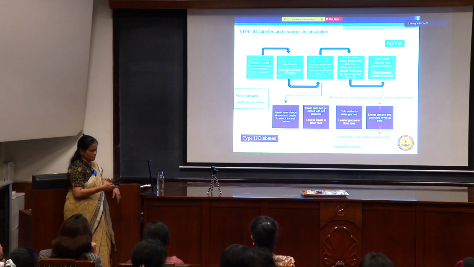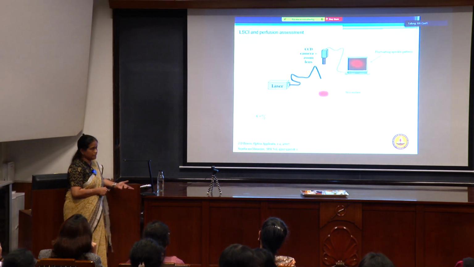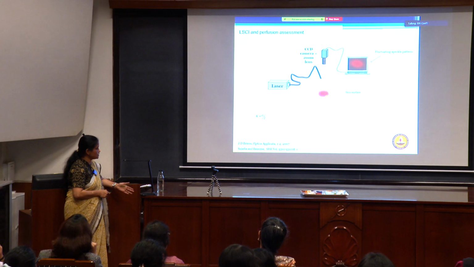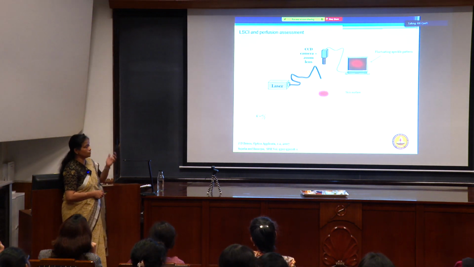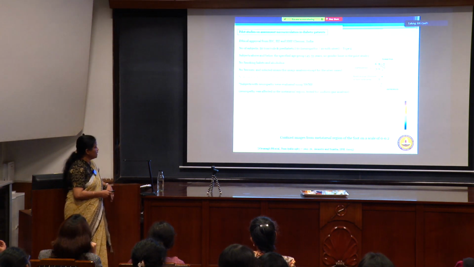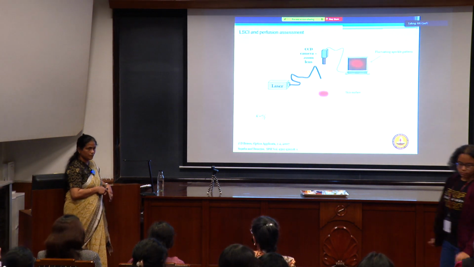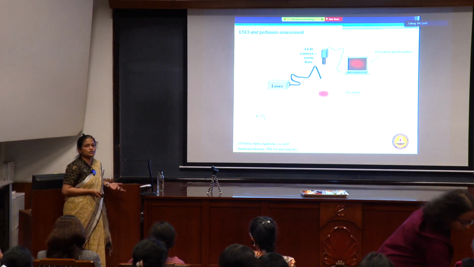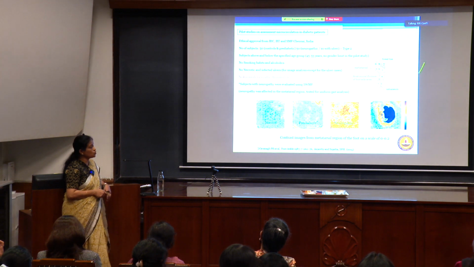Basically, how can you assess? What we have done is a very simple setup. A laser is shone onto the skin surface and captured by a CCD camera plus zoom lens, and you get a fluctuating speckle pattern. If it's dynamic, it's fluctuating, otherwise it's static. Just look at the contrast, which is the standard deviation sigma divided by the mean intensity, and it gives you a beautiful picture of the tissue perfusion.